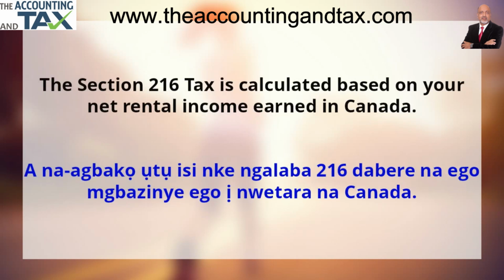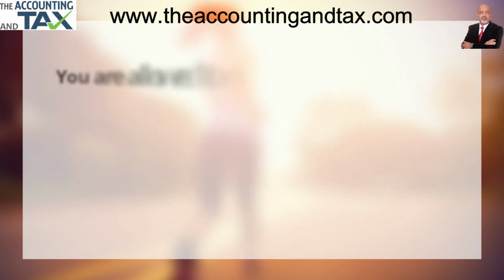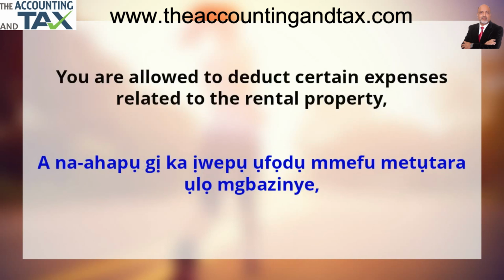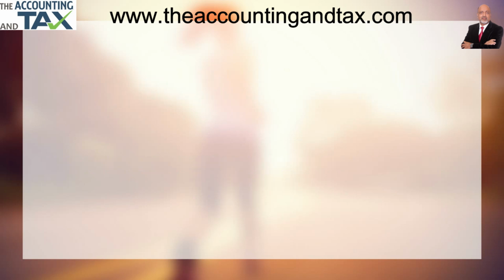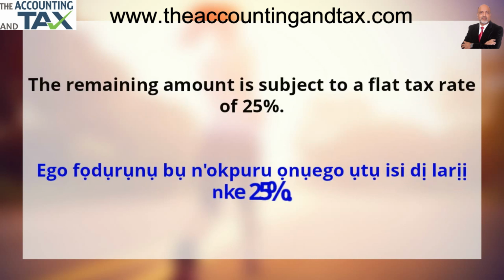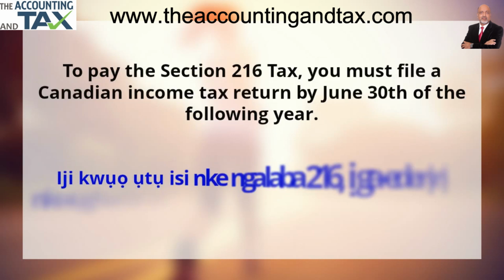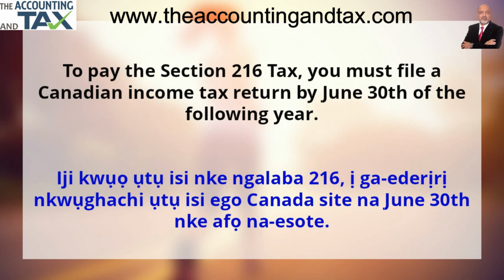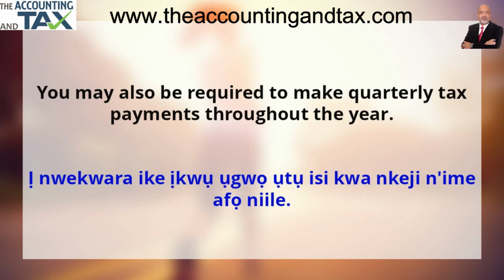The Section 216 tax is calculated based on your net rental income earned in Canada. You are allowed to deduct certain expenses related to the rental property, such as property taxes, maintenance costs, and mortgage interest. The remaining amount is subject to a flat tax rate of 25%. To pay the Section 216 tax, you must file a Canadian income tax return by June 30th of the following year. You may also be required to make quarterly tax payments throughout the year.